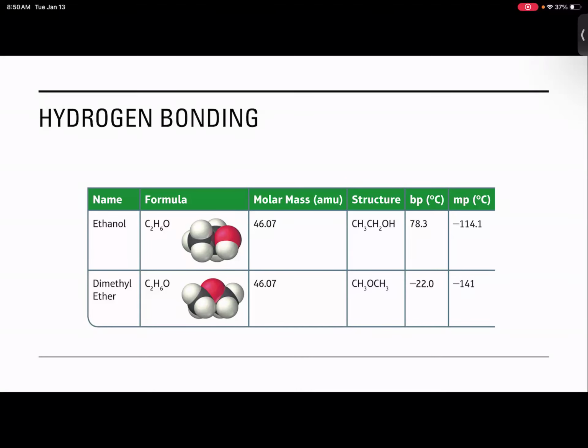Hydrogen bonding is a polar molecule, but it requires a very specific covalent bond be found within that molecule. It needs an NH, OH, or FH bond. If it has an NH, OH, or FH bond, all of a sudden the melting points and boiling points are going to skyrocket because it has hydrogen bonding.